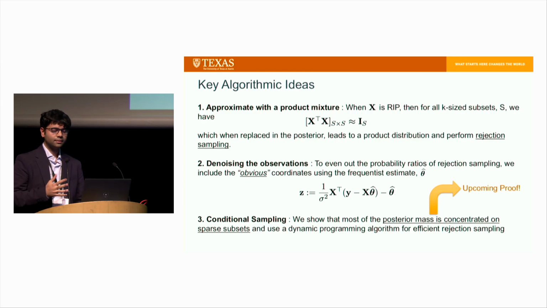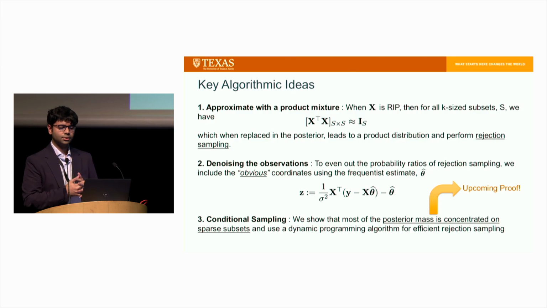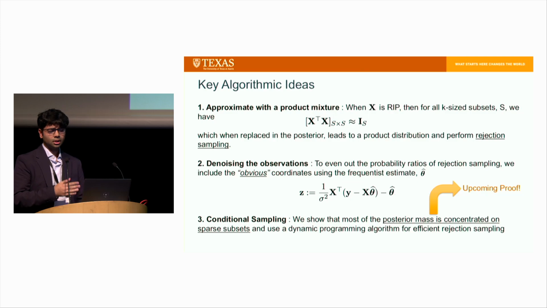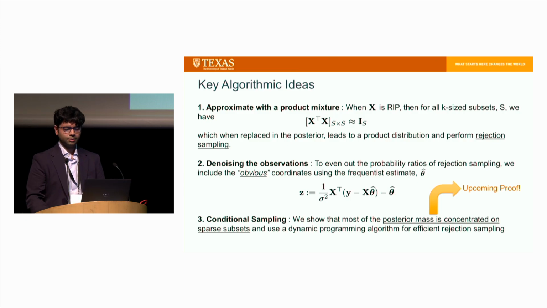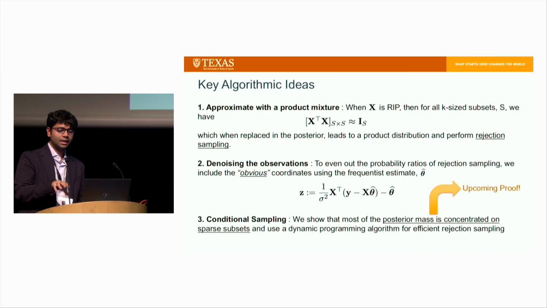The first one is to approximate our posterior. The choice of the approximation is a product distribution. To do that, one of the key observations is the RIP property, which we have just seen before. Using that, we essentially substitute, at all the right places, this expression of X transpose X for sparse subsets S to be replaced by the identity.